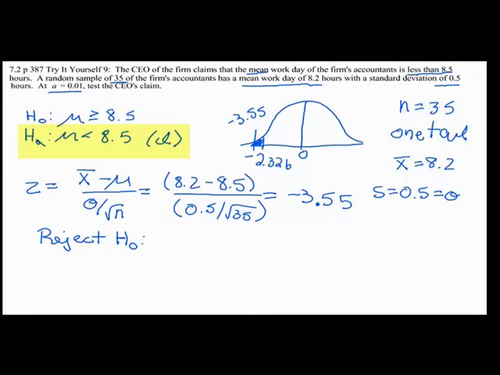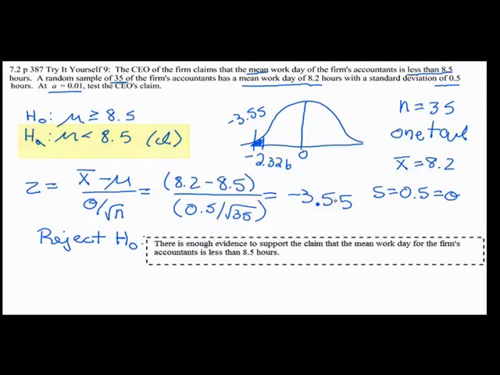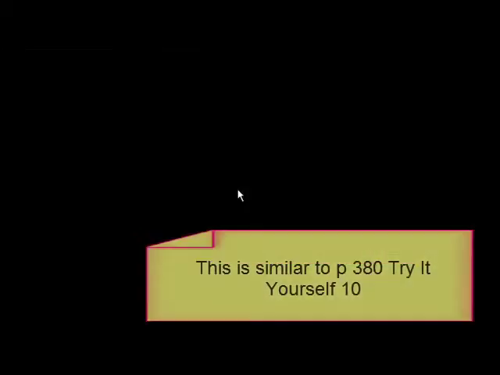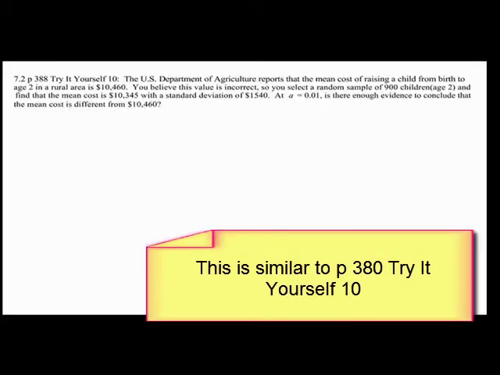So we say there is enough evidence to support the claim that the mean workday for the firm's accountants is less than 8.5 hours. Section 7.2, page 388, try it yourself 10.